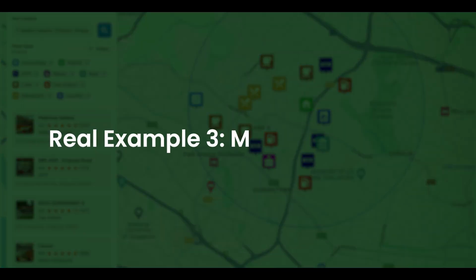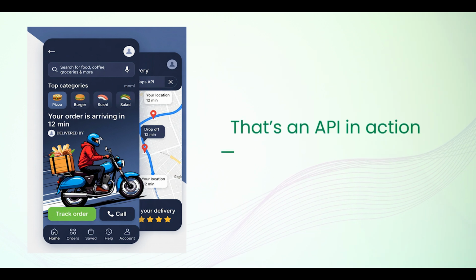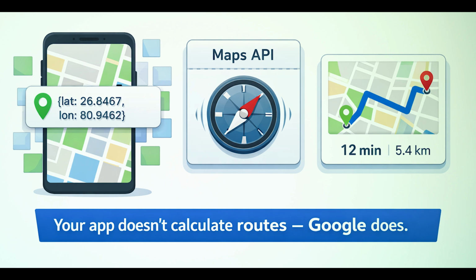Real example 3. Map integrations. When your food delivery app shows your rider approaching, that's an API in action, usually Google Maps. The app sends location coordinates, and the Maps API returns the route, distance, and estimated time.